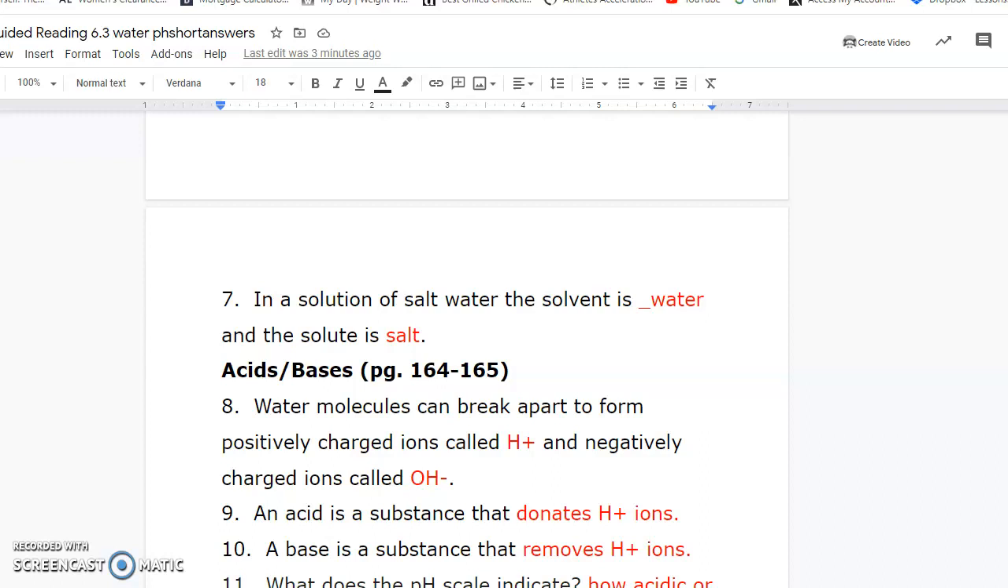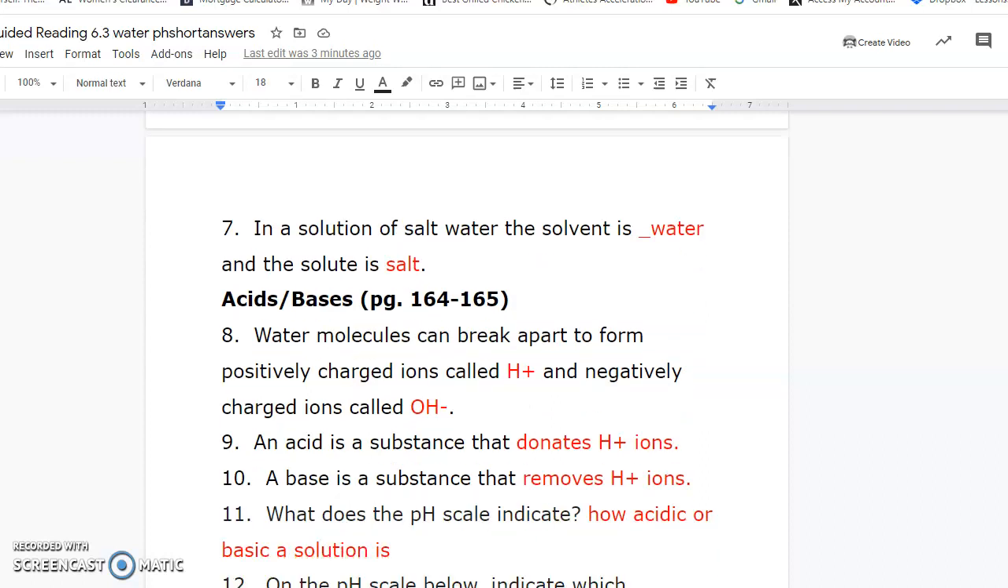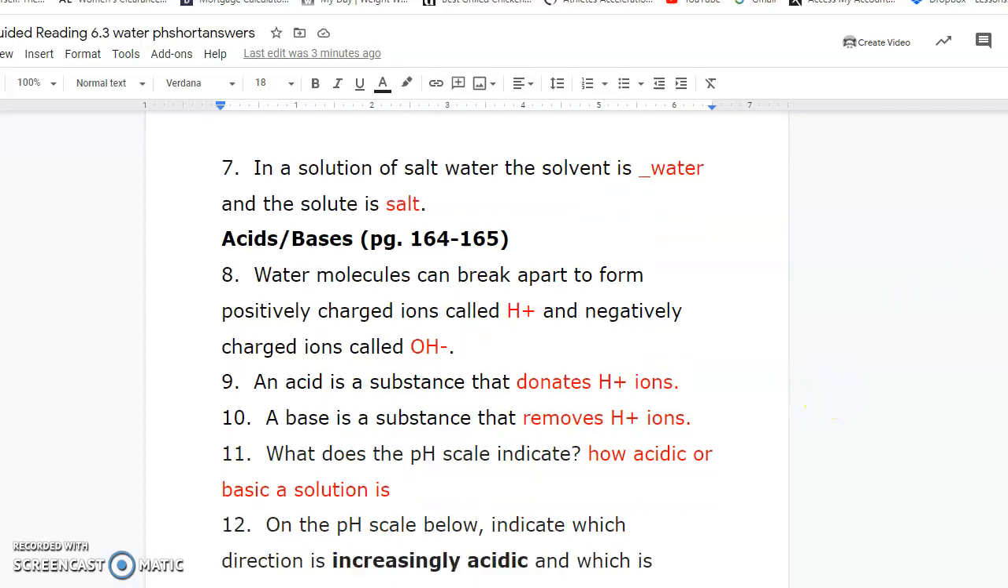Water molecules can break apart to form positively charged ions called H+, and negatively charged ions called OH-. By the way, those are called hydrogen ions and hydroxide ions. An acid is a substance that donates H+ ions. A base is a substance that removes H+ ions.